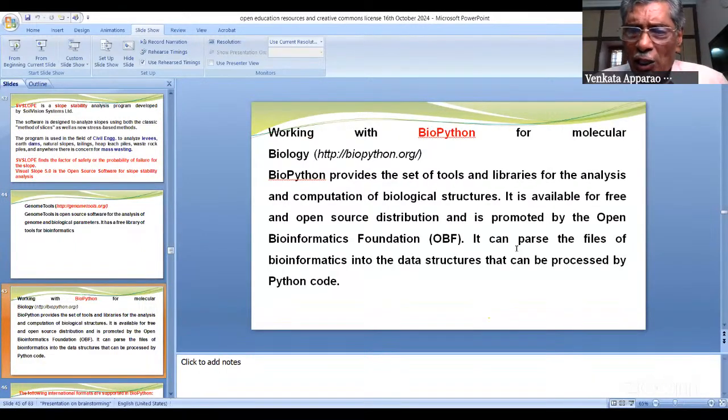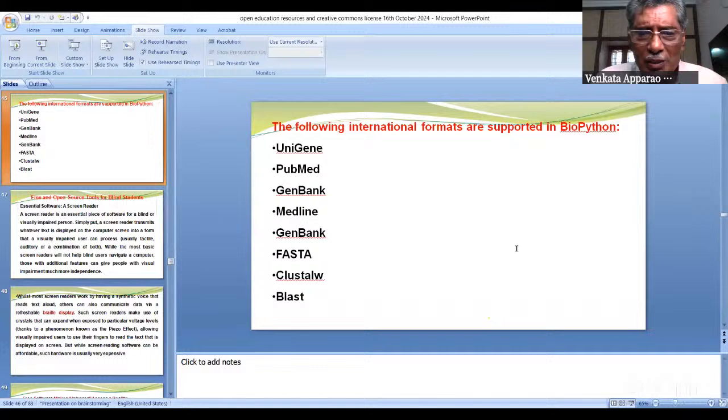Working with BioPython for molecular biology. BioPython provides a set of tools and libraries for the analysis and computation of biological structures. It is available for free and open source distribution and is promoted by the Open Bioinformatics Foundation. It can parse the files of bioinformatics into data structures that can be processed with Python code.